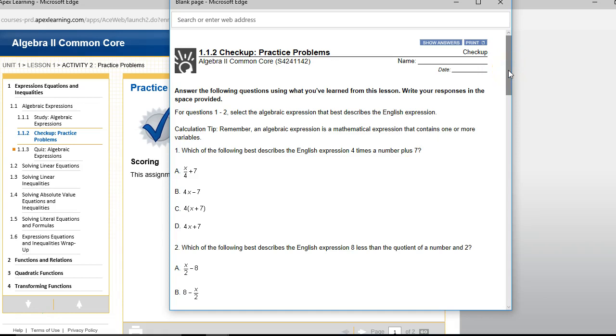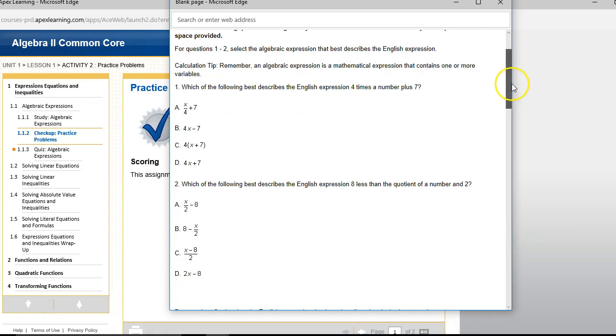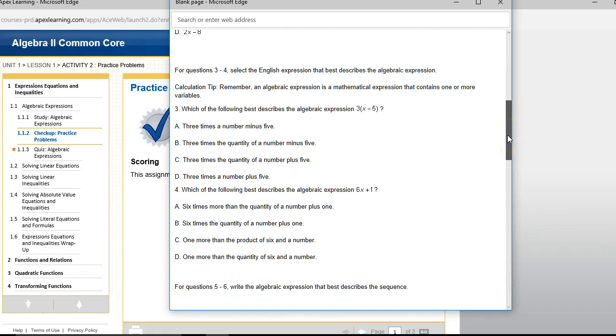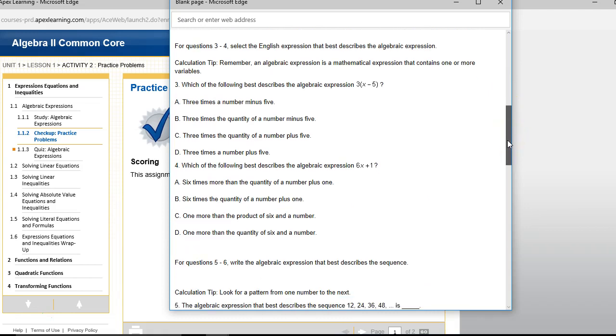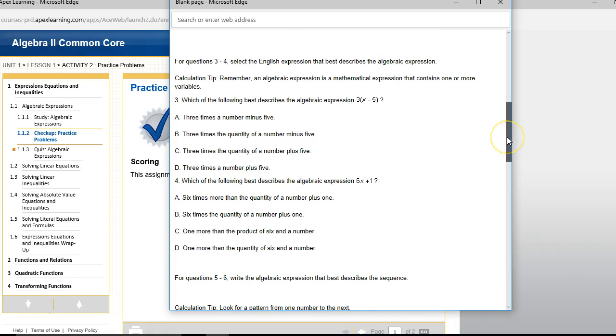This is going to help for your unit tests. You have all your notes already. It's going to help for your semester final. It's going to help for you identifying items that you're not quite sure on so that you can reach out to me to get additional help on a certain topic.